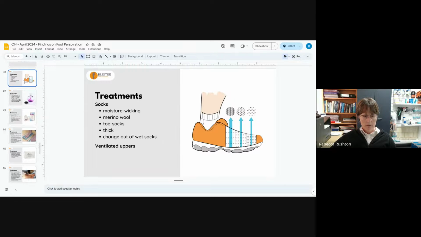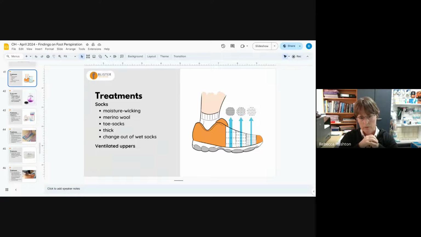Treatment. Well, not really treatment, but really just moisture management. We can obviously use socks for moisture management. Moisture wicking obviously makes intuitive sense. If there is a moisture wicking function, it takes the moisture away from the skin surface so it can be evacuated into the shoe environment and then through the shoe into the atmosphere.